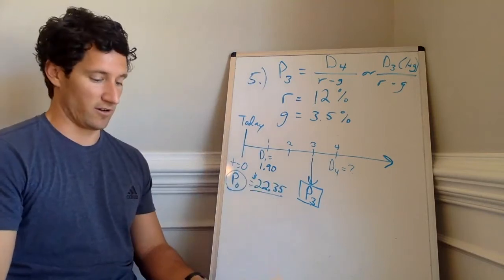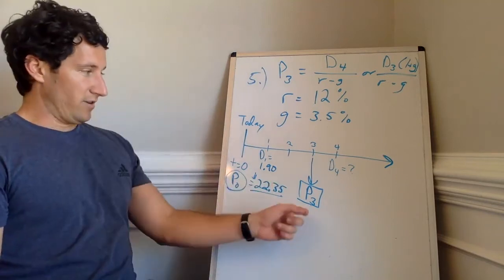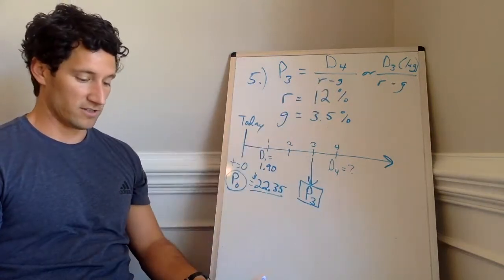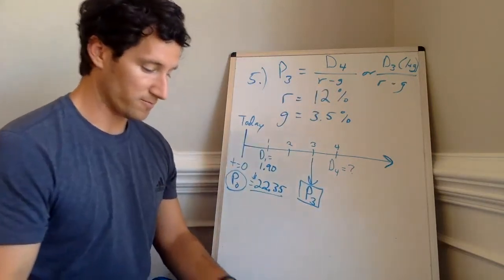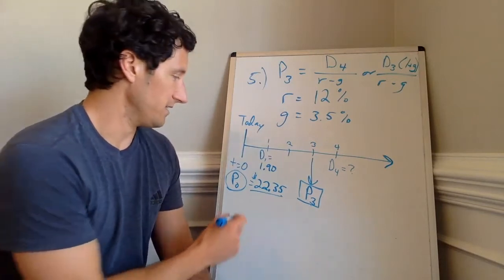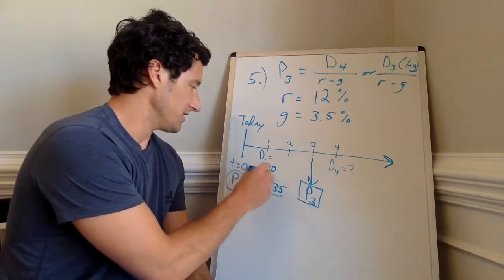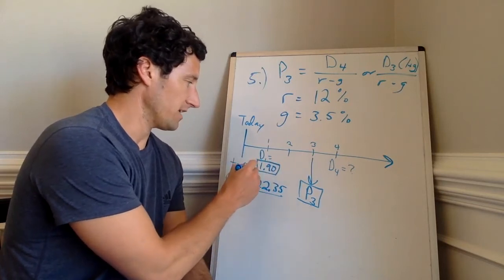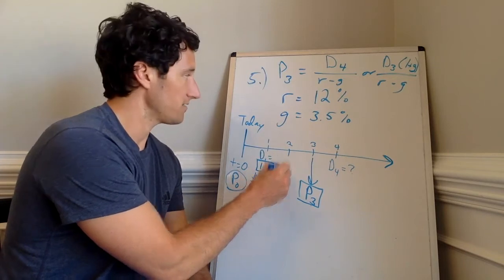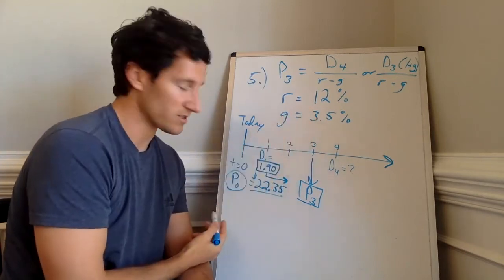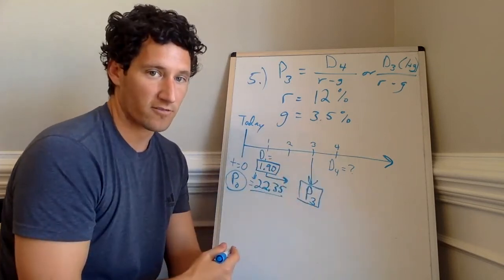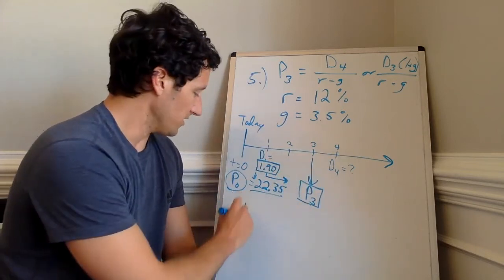22.35 is P0. Let's see if we can find either D3 or D4 and plug it in there to solve the price 3 years from now. All right. So think about time value of money again. If we have this amount here, $1.90, we know that it's growing at a certain rate, right? This rate actually, 3.5% each year. So we could carry this forward to figure that out, right? Remember that?